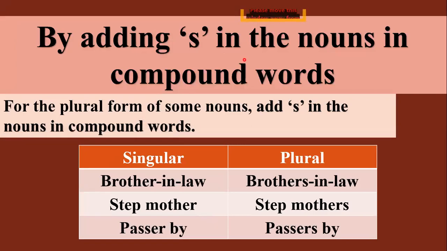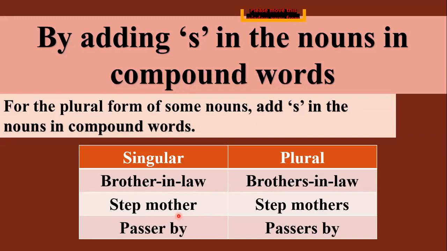By adding s in the nouns in compound words. So for the plural form of some nouns, add s in the nouns in compound words. So singulars and plurals, how do they change? If it's brother-in-law, it's going to be brothers-in-law. That is, you're going to add an s to the one word in the compound word, and that is the main word. Brother-in-law changes into brothers-in-law. Sister-in-law changes into sisters-in-law. I have one brother-in-law, I have two brothers-in-law. I won't say I have two brother-in-laws.